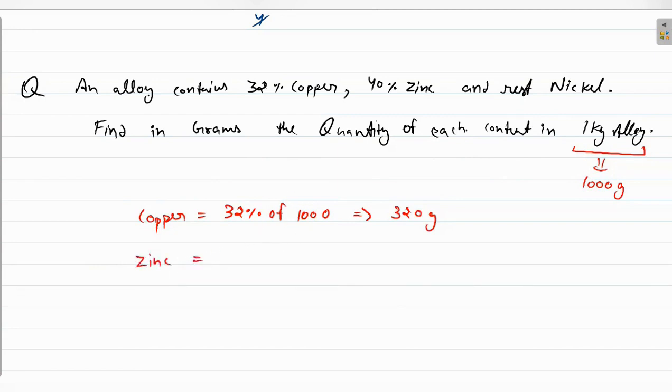In the same way, how much is zinc? 40%. So 40% of again 1000. How much is remaining then? 400. Perfect. Then what's the nickel? 1,000 minus 720.